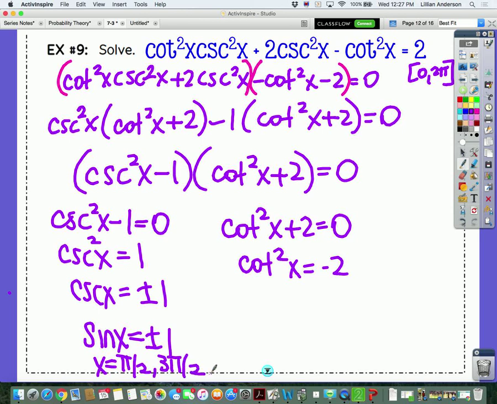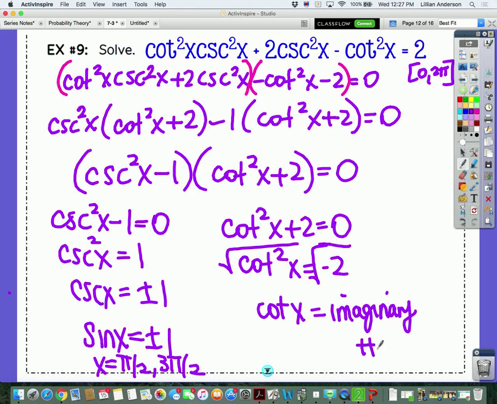Over here, you have cotangent squared x equals a negative 2. How do you solve this? Flip over to tangent, take the square root. When you square root a negative number, what happens? You get an imaginary number. Are there imaginary numbers on the unit circle? No. So your only solutions are the ones right here.